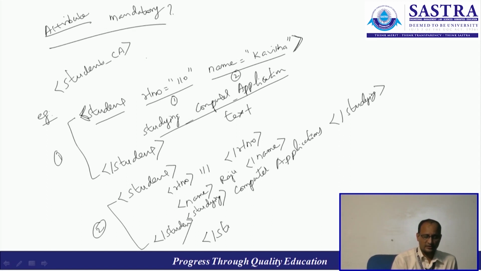Slash student. Can I have it as underscore small ca? No, it should be capital CA.